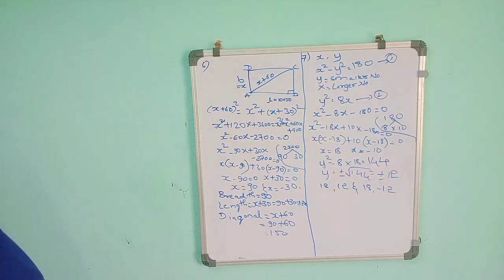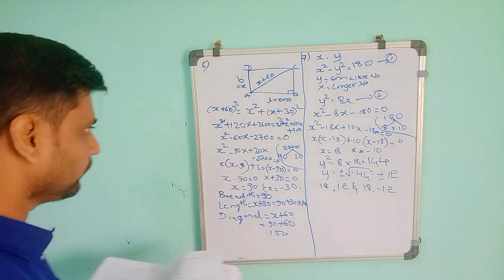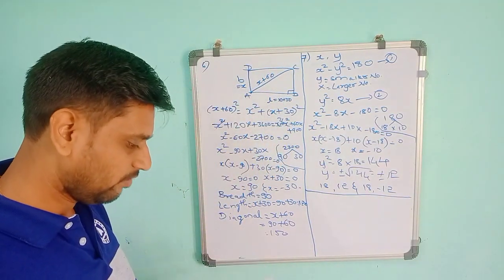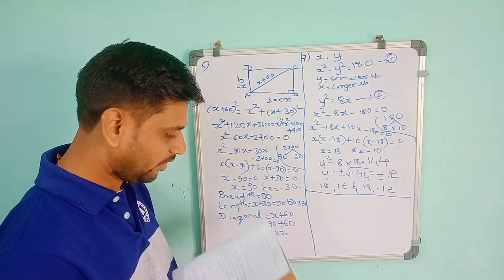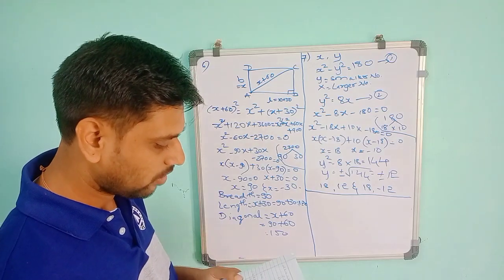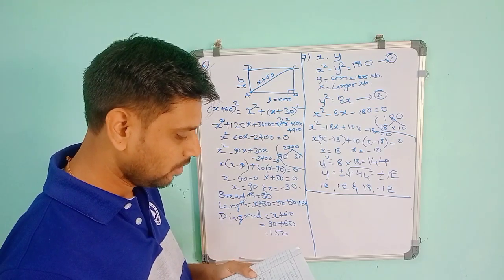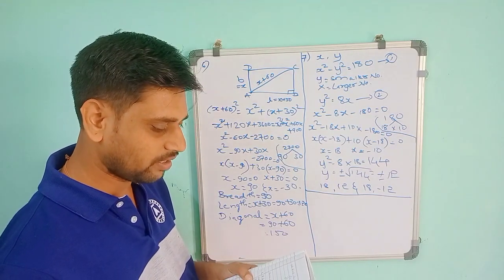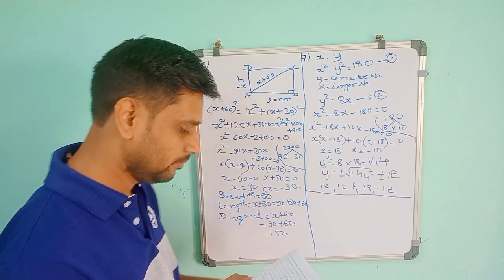Next one is based on the train problem. A train travels 360 km at a uniform speed. If the speed had been 5 km per hour more, it would have taken 1 hour less for the same journey. Find the speed of the train.